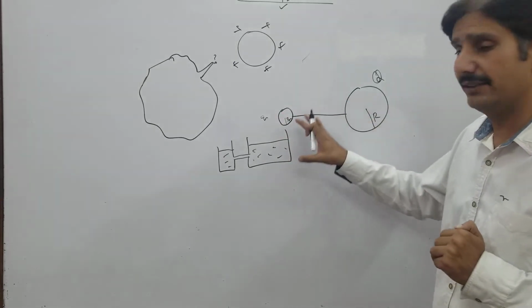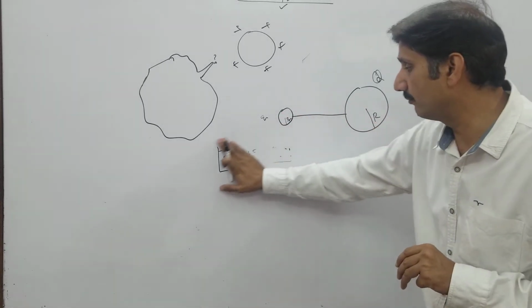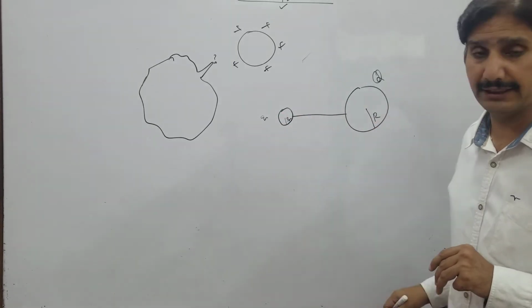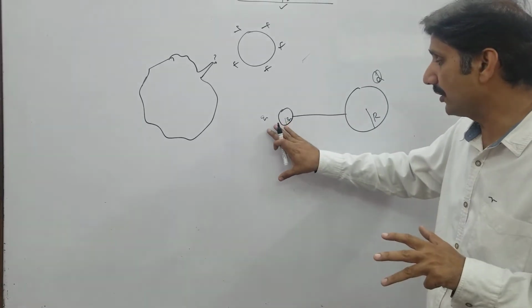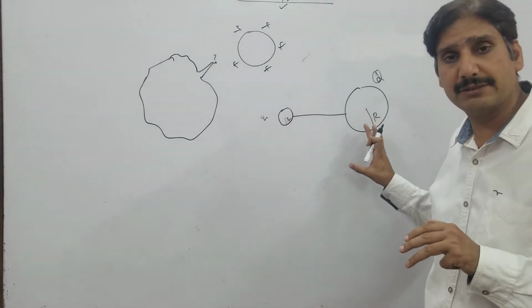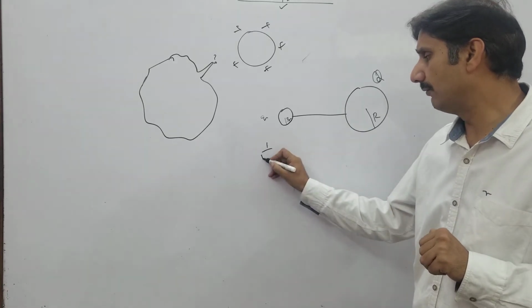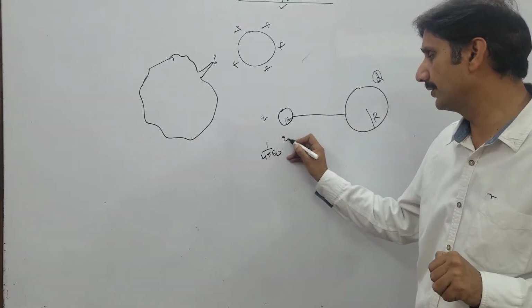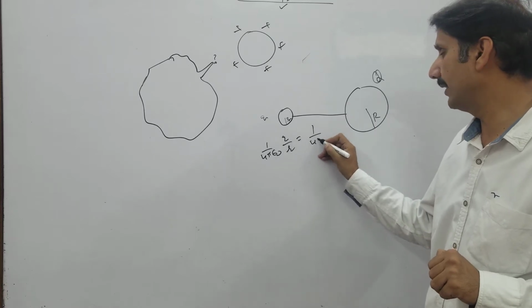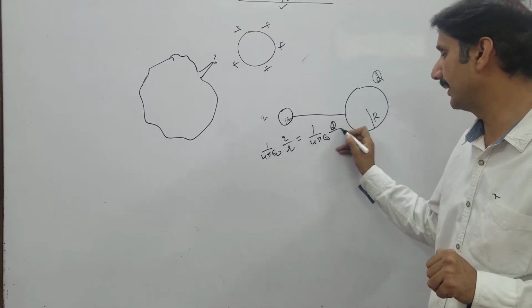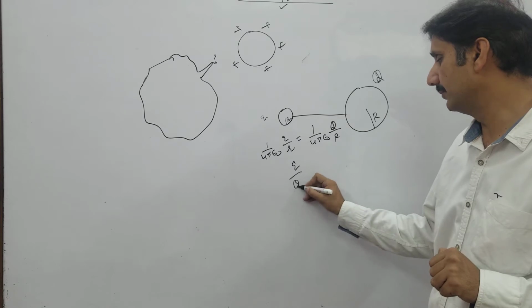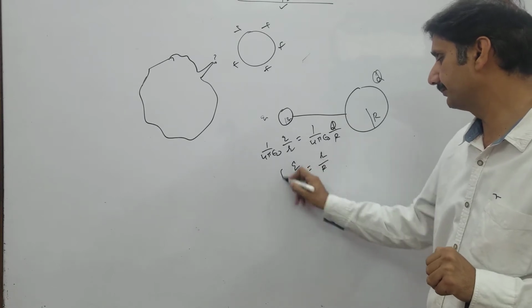If the system is in equilibrium, no new charge is flowing from one sphere to the other, which means that the potential of this smaller sphere is the same as the potential of this bigger sphere. This means that 1 by 4 pi epsilon naught times q by r is equal to 1 by 4 pi epsilon naught times capital Q by capital R. So q by Q is equal to r by R.